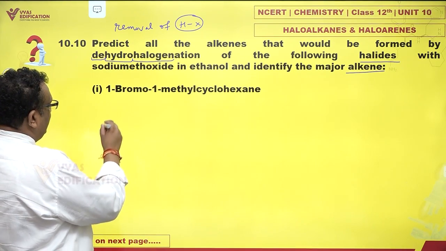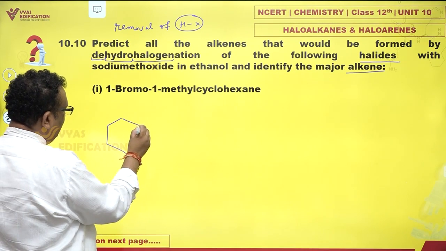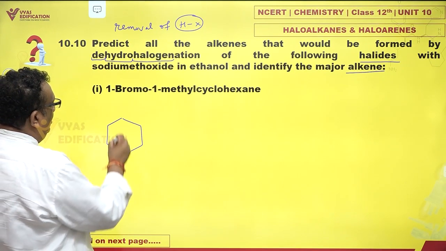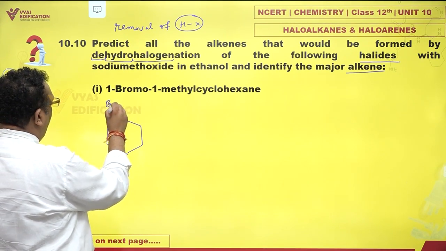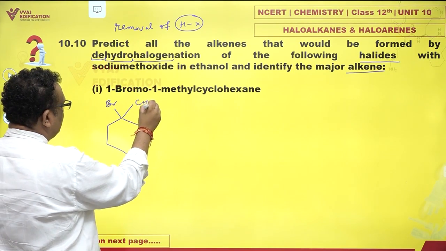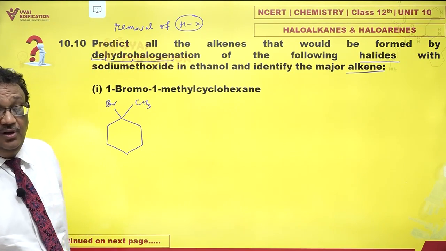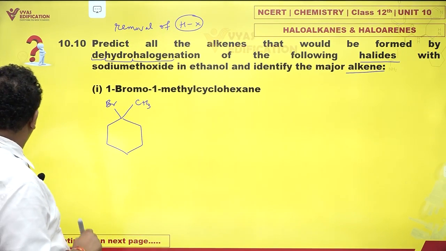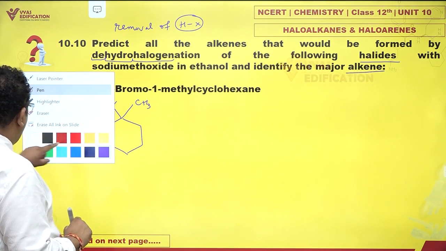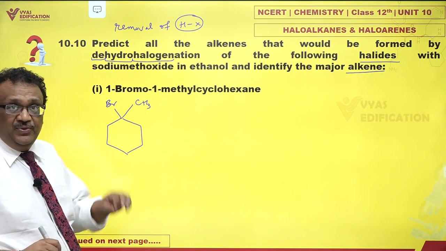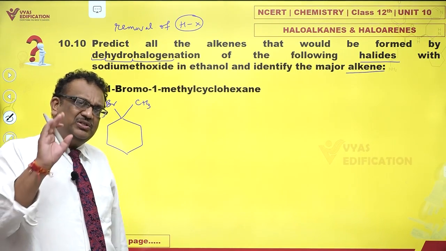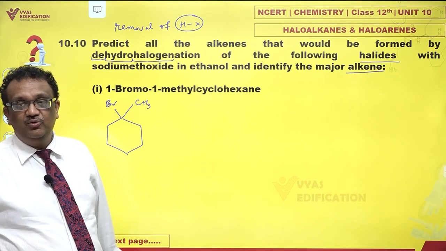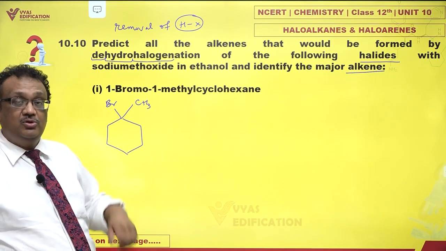Methyl cyclohexane. First, let's take a cyclohexane molecule, 1-bromo-1-methylcyclohexane. Lovely. And when we talk about dehydrohalogenation, there is a method involved. And what is that method? Listen to me with great concentration, it's a simple method, you'll find it very useful. And then we will come to Zaitsev's rule also.